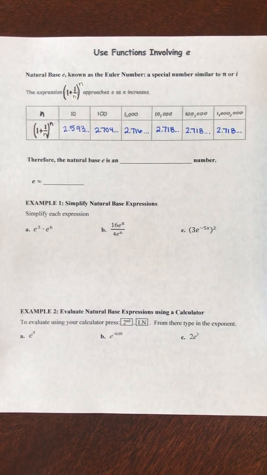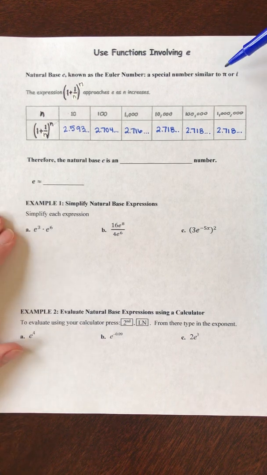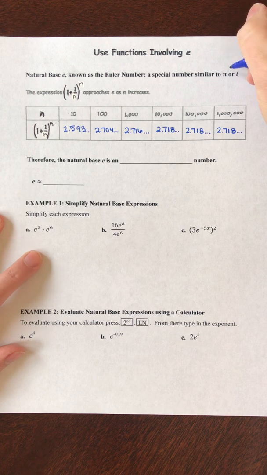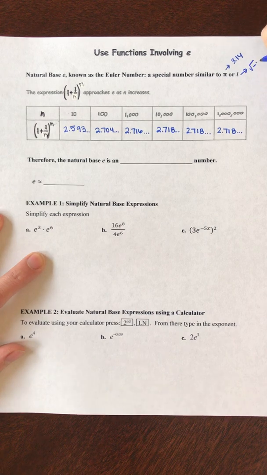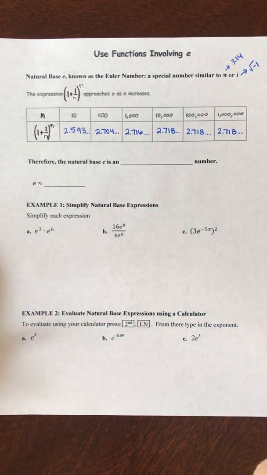In today's video, we are going to be looking at functions involving e. So e is a number. It's a special number, very similar to pi or the imaginary number i, right? Like remember in geometry, pi is 3.14. When we did that imaginary number this year, that was the square root of -1. So we have symbols that represent these special numbers.